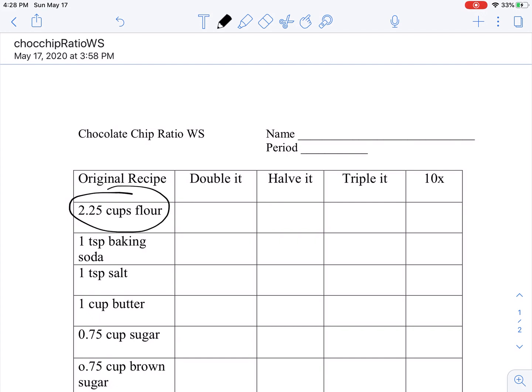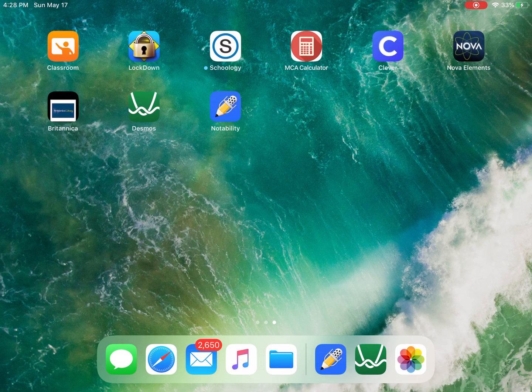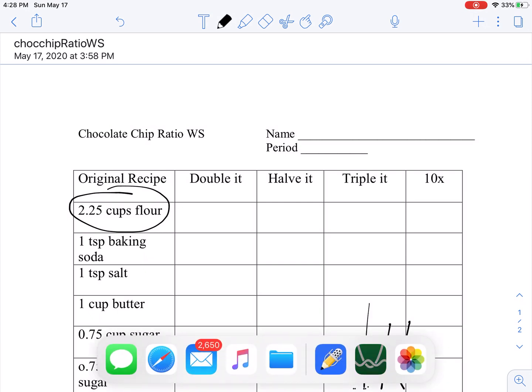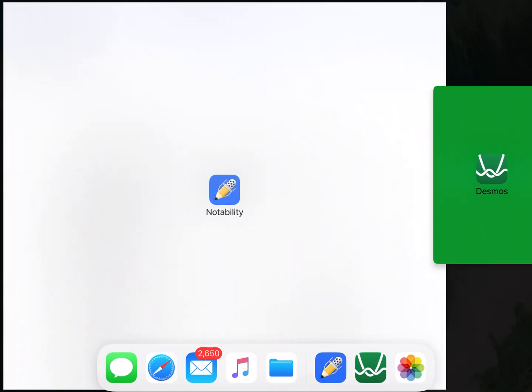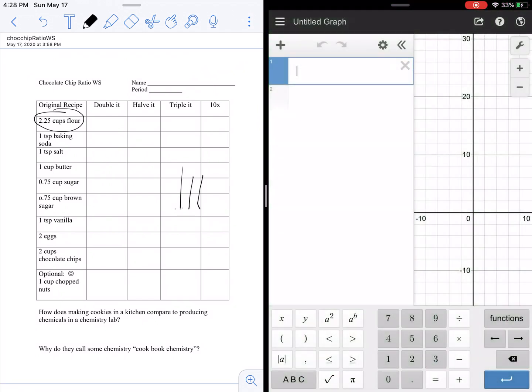If you want to double the recipe, oops, sorry about that. Again. Hello. There we go. Let's bring that up here. All right. If you wanted to double the ingredients, you would take 2.25 times 2.